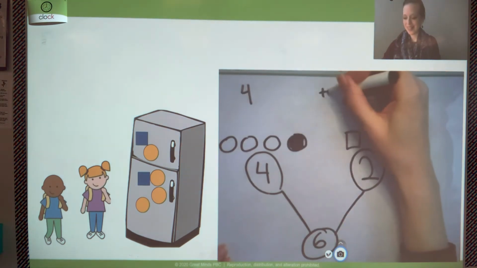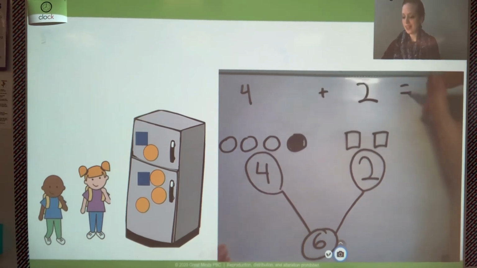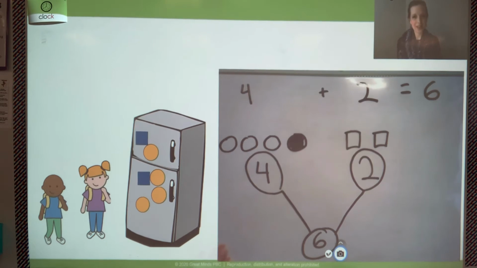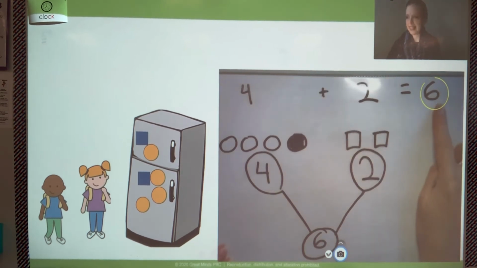4 and 2 equals 6. Pause the video and write the number sentence on your board. Great job, friends. Now, let's look at our numbers. What does this 6 tell us about? Tell a friend or tell me.